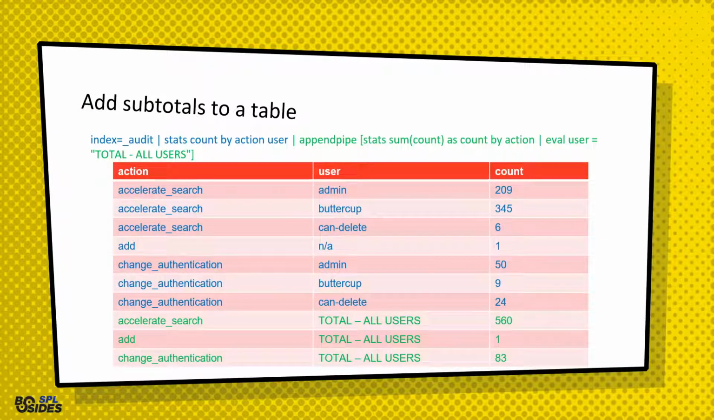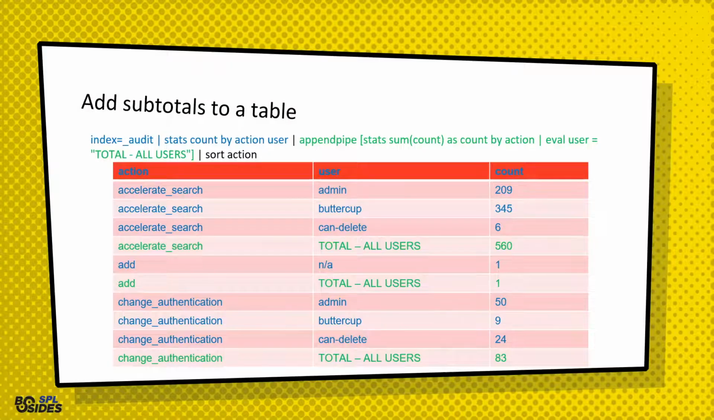Here's another example from the search reference manual. First, a search collects stats about events in the audit index. Then, appendpipe adds up those stats. As you can see, the appendpipe command has created a subtotal for each action and added them to the end of the result set. And by sorting on the action field, we can put those subtotals in their expected places.